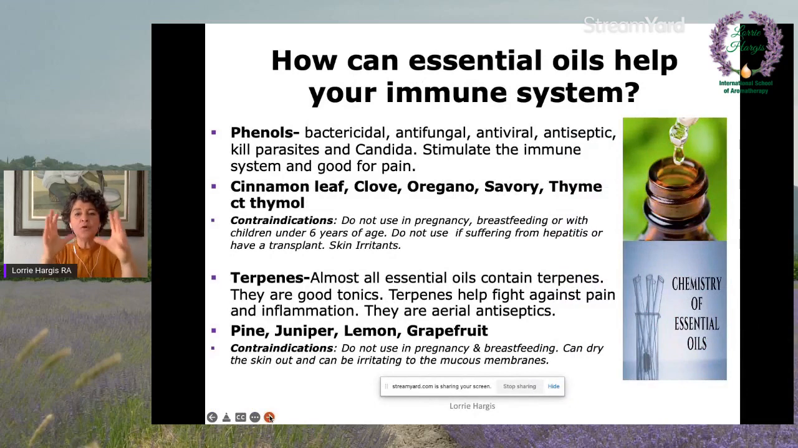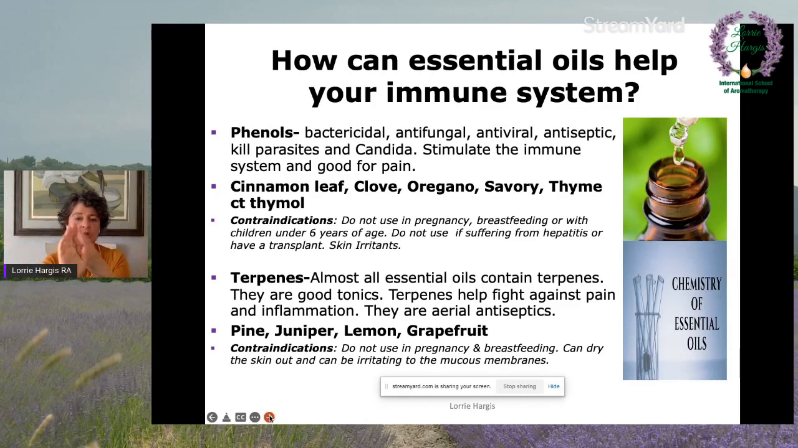So how can essential oils help your immune system? So if we look at the chemistry of essential oils, we have phenols. Now, phenols are in cinnamon leaf, clove, oregano, savory, thyme, which is the key, and with the chemotype thymol, right? Phenols are what? If you look at these plants here, how would they feel on the body? What do they do? Are they cold? Are they hot? Hot, exactly. Phenols are hot.